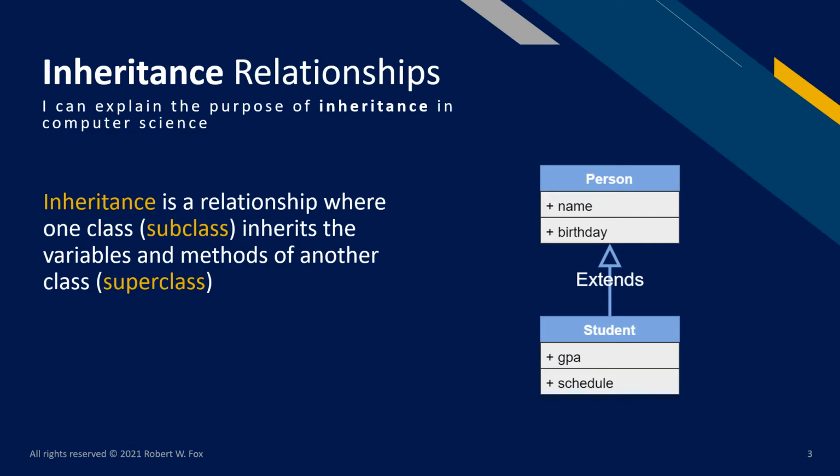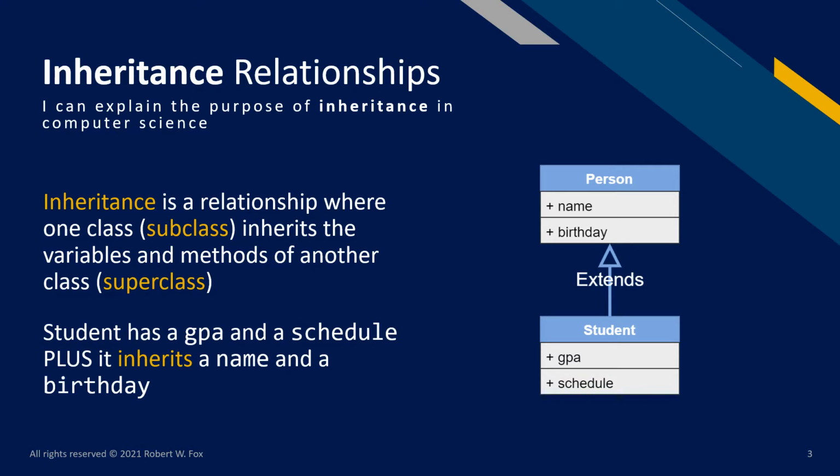Remember from our previous lessons that inheritance is a relationship where one class inherits the variables and methods of another. In this case, we have a person superclass and a student subclass, and the student has a GPA and a schedule, but it also inherits the name and the birthday from the person.